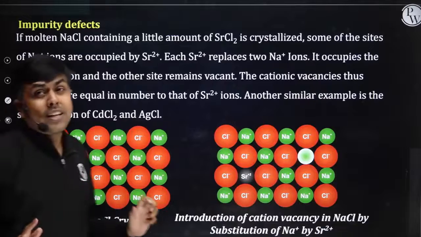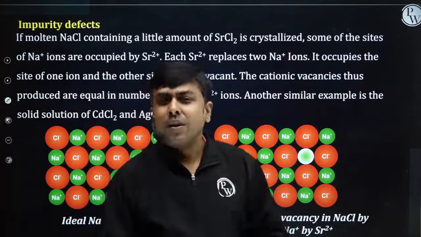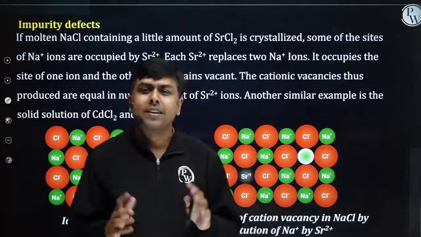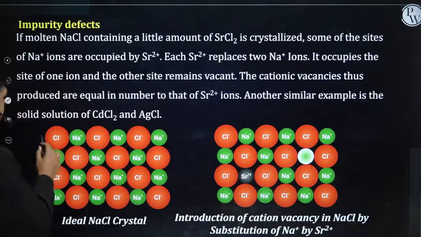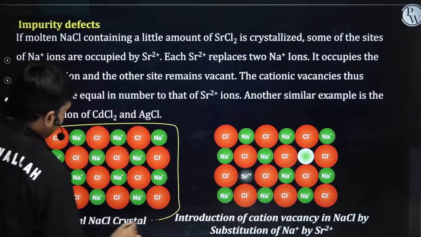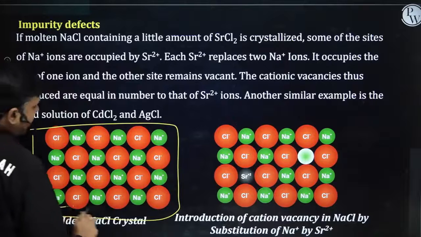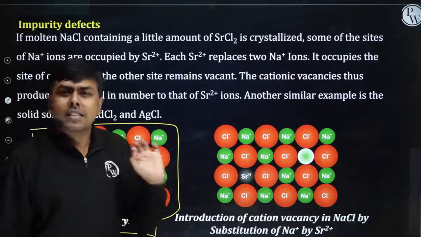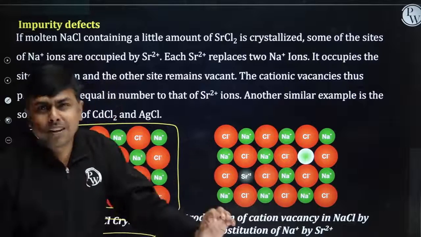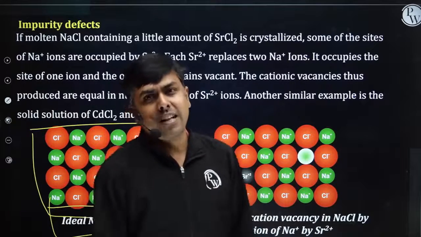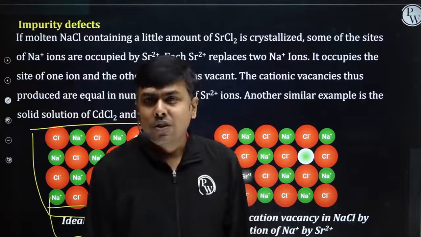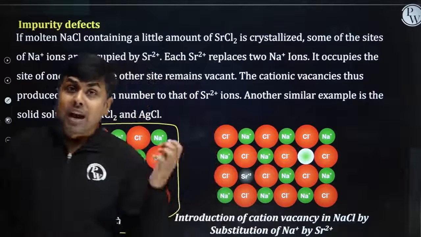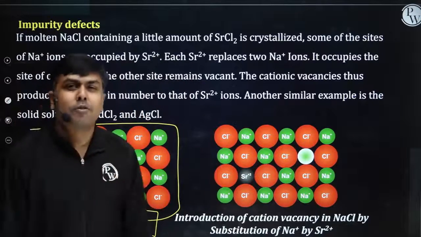The next one is impurity defect. Here basically we do doping. Let's try to understand. I'm having a crystalline lattice of NaCl. It's an ideal crystalline lattice, right? Na⁺ and Cl⁻, equal number of Na⁺ and equal number of Cl⁻. Students, now I'm going to do doping. I'm going to add some extra foreign material.